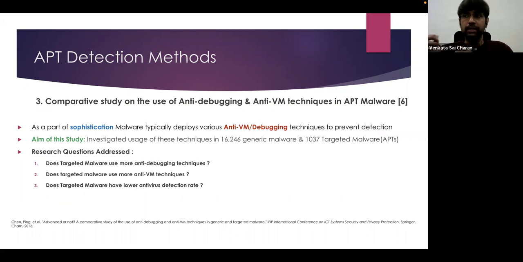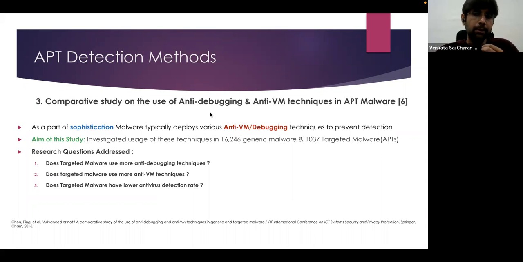So if a particular piece of malware is executing in your network, it will check if it is executing in a sandbox environment, or in a controlled environment or not. If it is executing in a controlled environment, it will not show its original behavior. That is called the anti-VM technique.